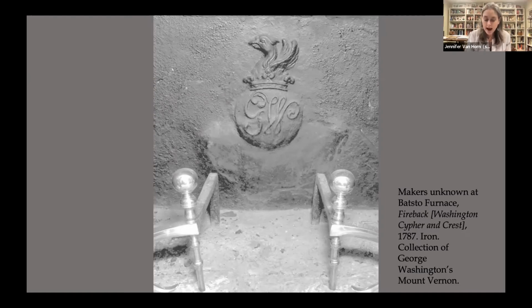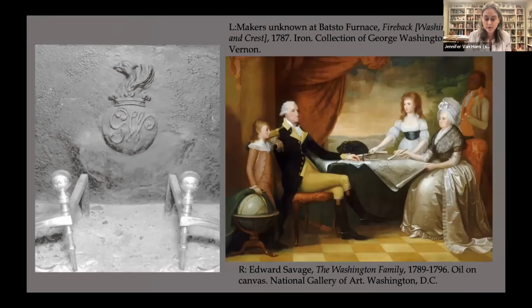Yet in creating the iron for and casting iron objects with symbols of nation embedded in them, Black workers knew this rhetoric of revolution did not legally apply to them. In the same months that workers at Batso Furnace made Washington's cipher and crest fireback, he presided over the Constitutional Convention, and in that role promoted and defended the institution of slavery and the denial of full Black legal humanity.